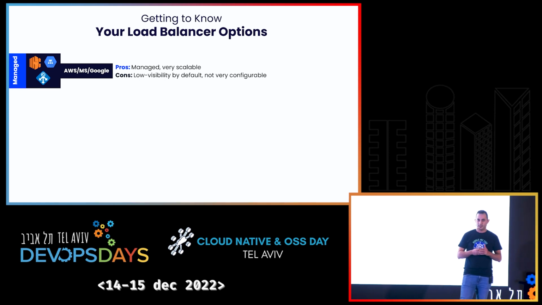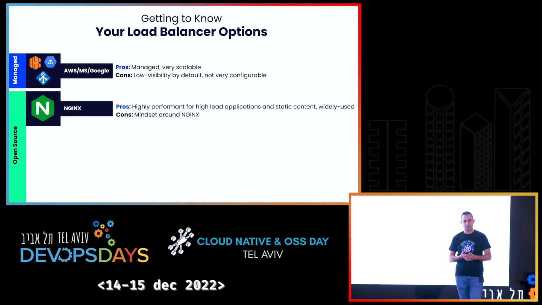But the thing is that they're kind of low visibility by default. It's hard to get metrics. For example, if you use Amazon ELB, then you have to set up the logs through a bucket and configure everything. It's not just reading logs. And they're also not very configurable. It gets better each year as they improve their load balancers, but there are a lot of things missing that you just can't do when using a managed service like that.